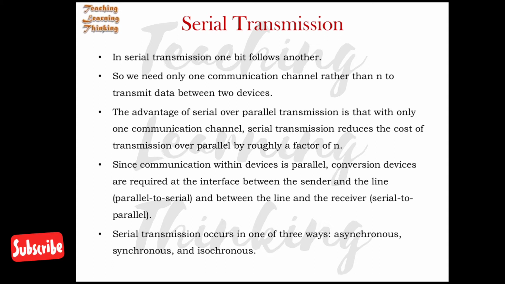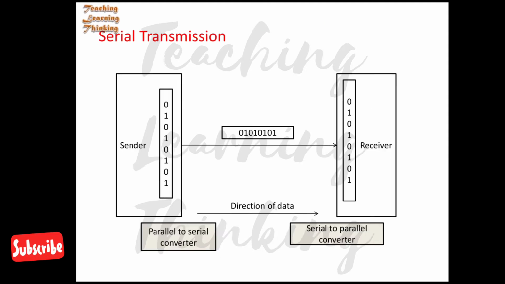Since communication within devices is parallel, conversion devices are required at the interface between the sender and the line, a parallel-to-serial converter, and between the line and the receiver, a serial-to-parallel converter. We need the converters because within the devices there is parallel communication. Serial transmission occurs in three ways: asynchronous, synchronous, and isochronous. This is the serial transmission figure. You can see there is a parallel-to-serial converter and a serial-to-parallel converter at the sender and receiver sides. Within the devices, the data is sent in parallel mode, and outside, on the line, it is sent in serial mode.